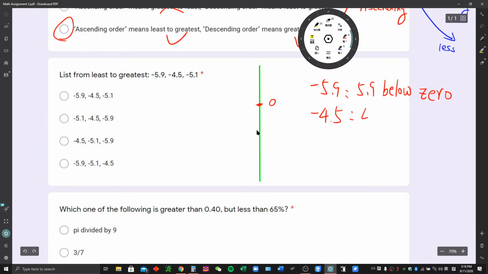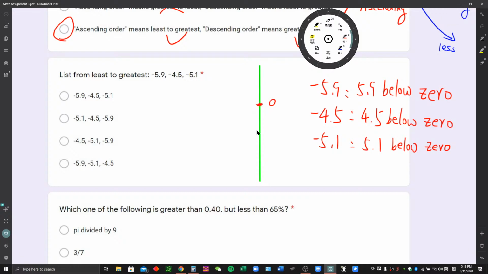Negative 4.5 means 4.5 below 0. And negative 5.1 means 5.1 below 0. And so we can just list them by their distance from 0. So it goes down, negative 5.9, let's say it's here. So this is 5.9 from 0. Now the next, 4.5 below 0, it's a little bit up and closer to 0.